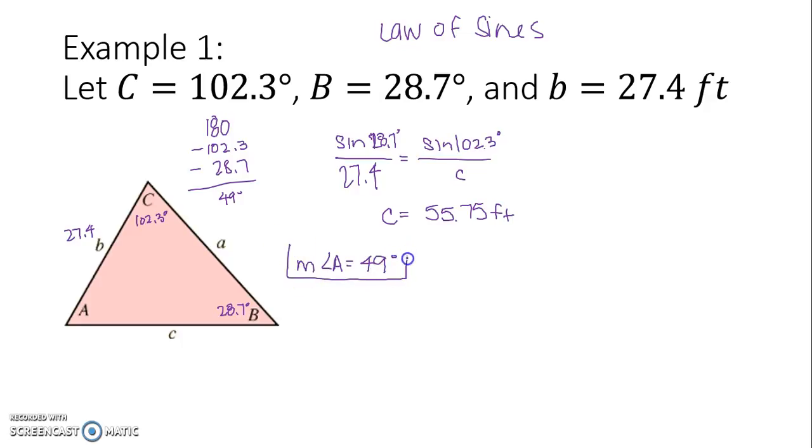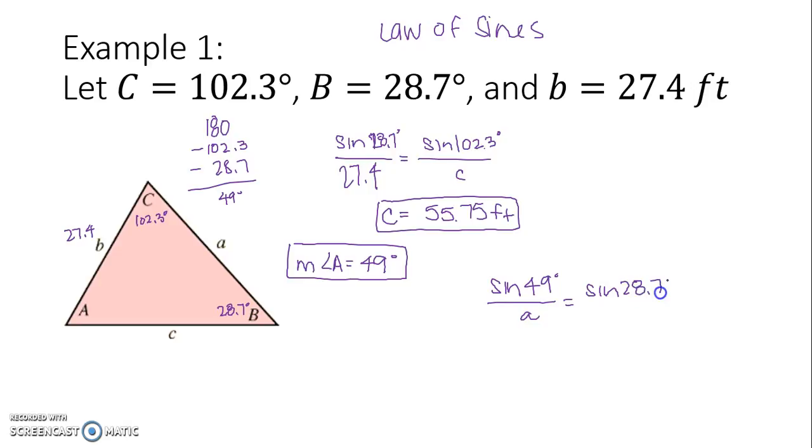So there's angle A. I have side C. The only thing I'm missing is side A, which is across from my angle A, which I now know, so I can set up law of sines. So I'm going to have sine of 49 degrees over side A equals sine of 28.7 degrees over 27.4.